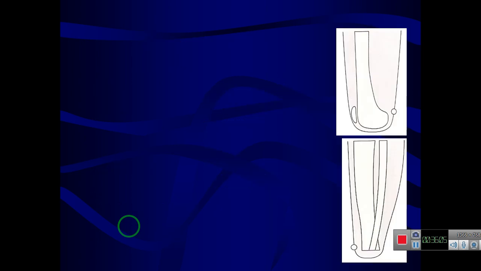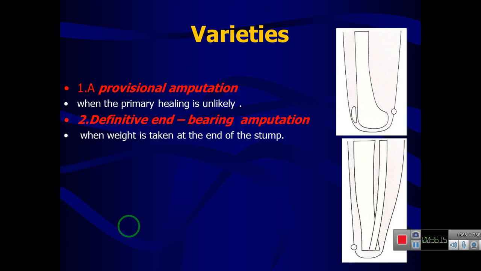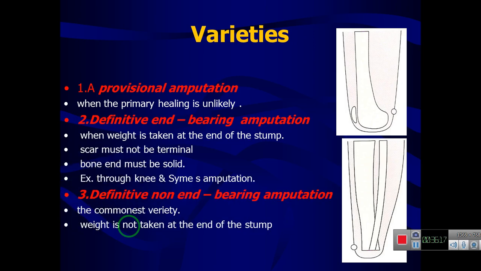What are the varieties of amputation? We have three varieties of amputation: provisional amputation, definitive end-bearing amputation, and definitive non-end-bearing amputation.